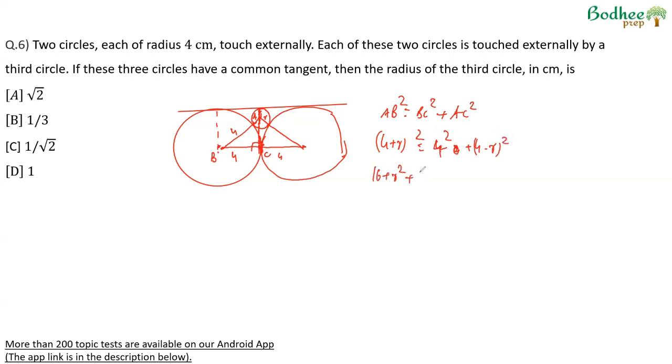16 plus R square plus 8R is equal to 16 plus 16 plus R square minus 8R. R square cancels, 16 cancels. Therefore, 16R is equal to 16. R is equal to 1. Option D becomes my answer.